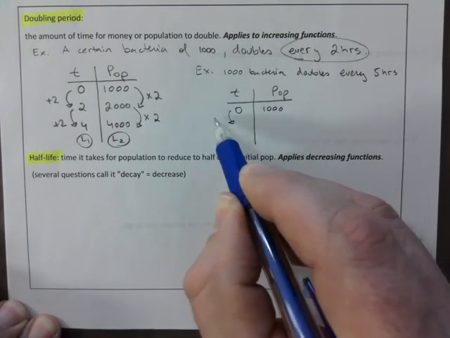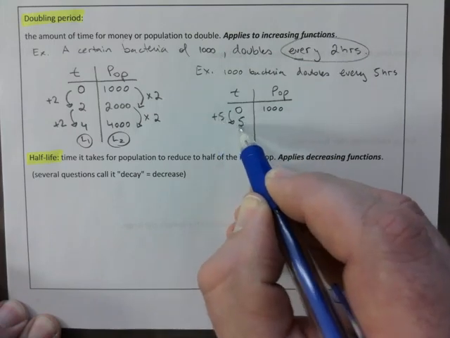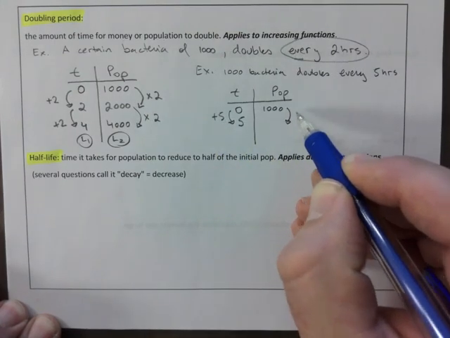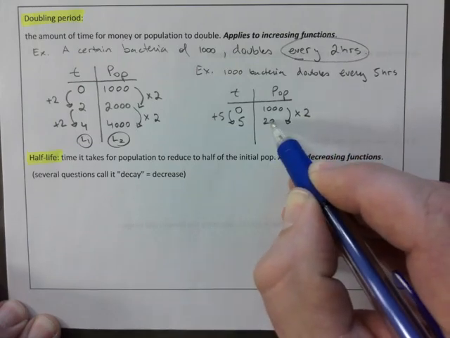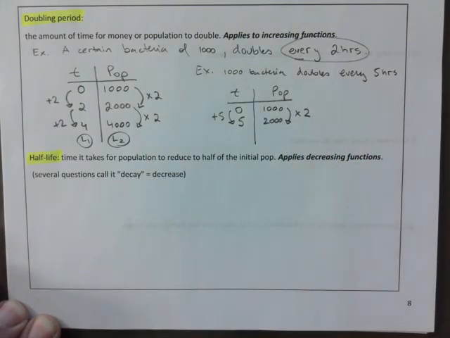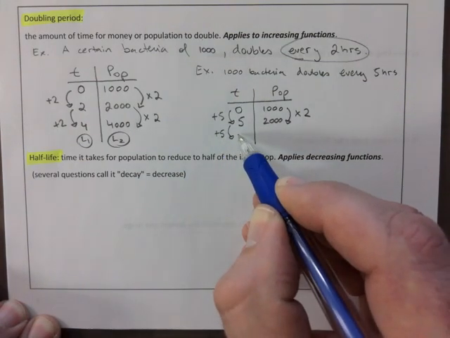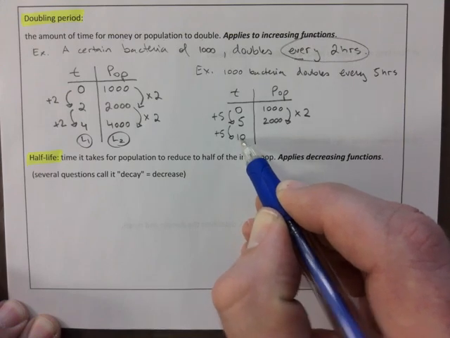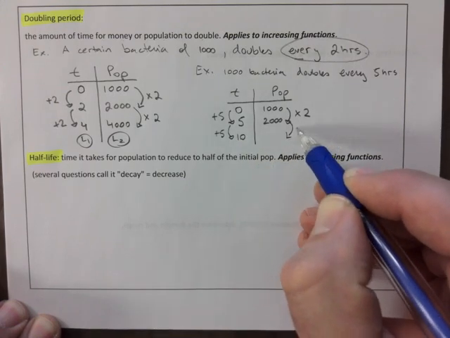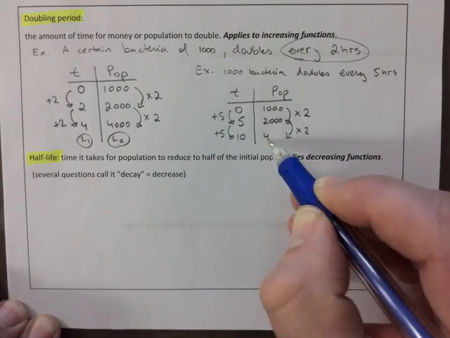It says 5 hours, correct? So after 5 hours, your population will double. Another 5 hours go by. So you'll be at a time of 10, correct? You double your population one more time to get you to 4,000.